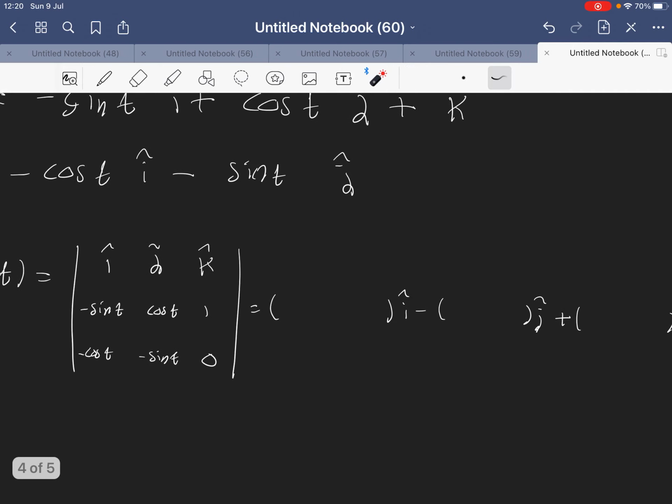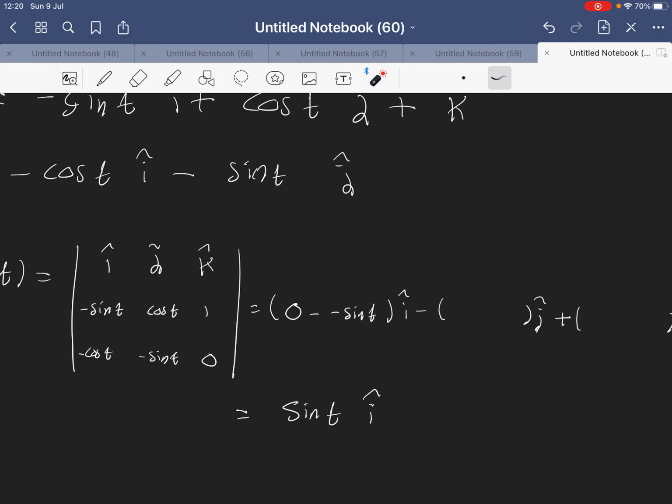So if we want to find the coefficient of i, we cancel the row of i and the column of i. So we will have cosine t times 0, which is 0, minus 1 times minus sine, so it will be minus sine t. In short, the first component will be sine t i, because negative with negative gives me the positive.